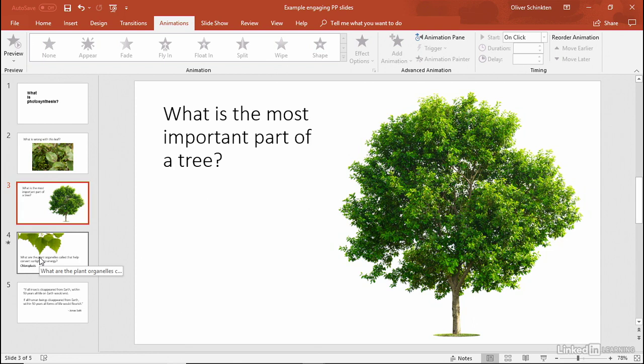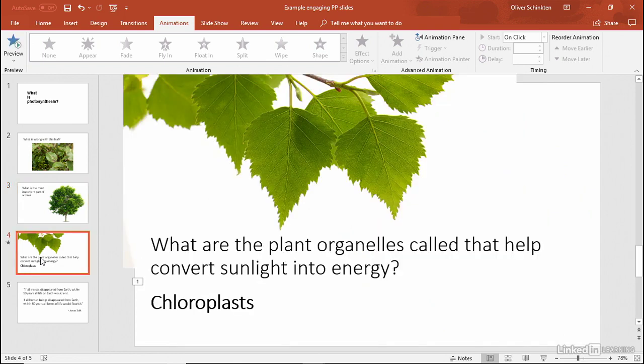You can also engage students by providing knowledge checks. For example, here I have the question, what are the plant organelles called that help convert sunlight into energy? Now, when I play this it would be an animation, so chloroplasts would not show up. After they've given their answer, I would reveal that. It's a great way to provide knowledge checks to the students and keep them on task with the presentation.